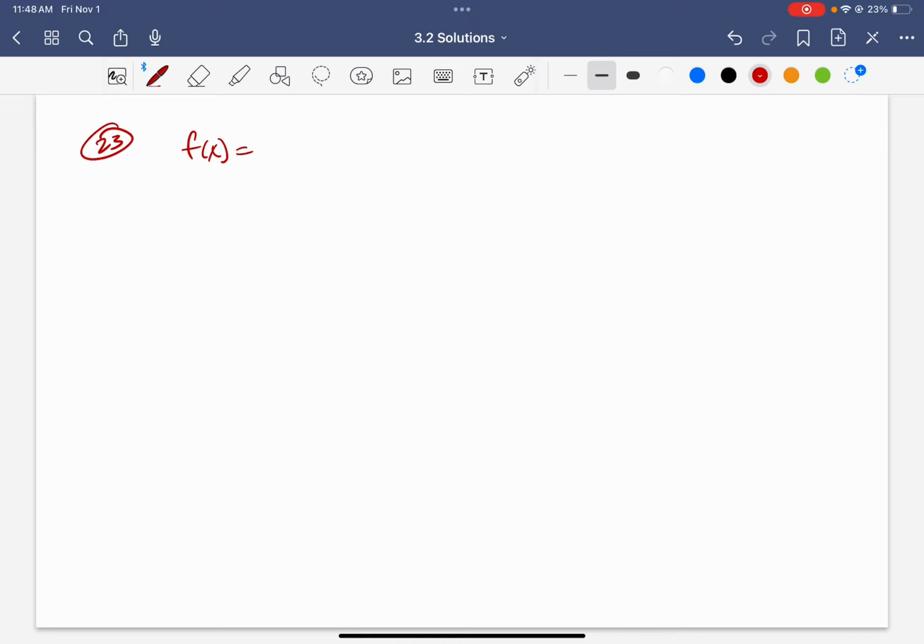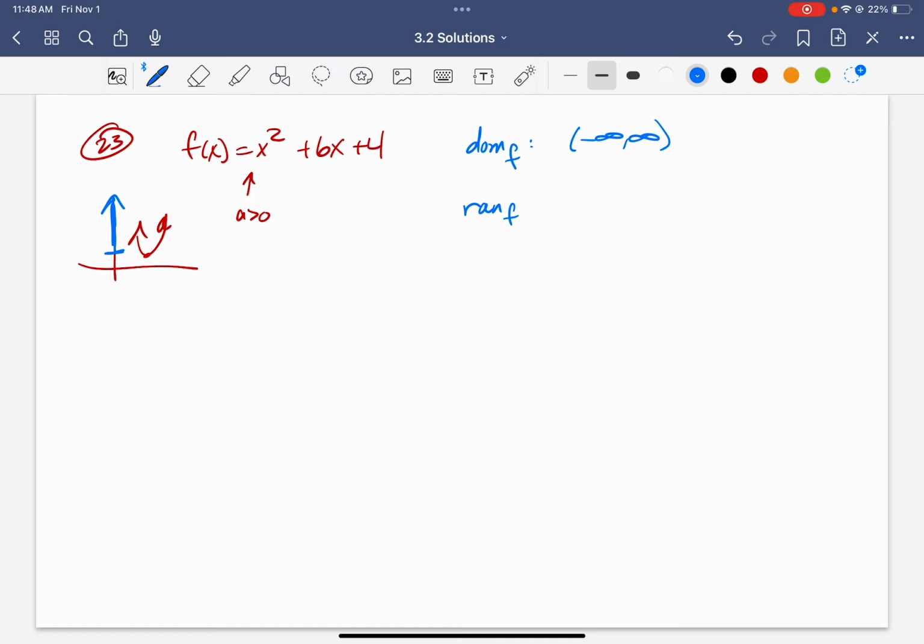So for 23, f of x is equal to x squared plus 6x plus 4. Domain and range. Well, again, a is positive, so it opens up. So you're going to have some minimum value, and then your range is just going to be that y value on up. And the easy thing is, we know that the domain is negative infinity to infinity. It's all reals. And now we get to find the range. So the range, we're going to have to find that vertex and have it open up.